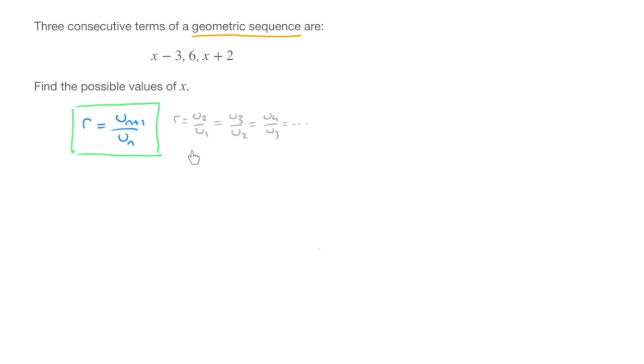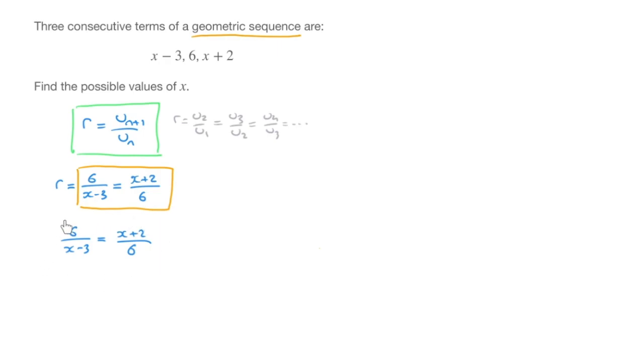And so using this fact alongside the three consecutive terms we're given, we can state that the common ratio r must be equal to 6 divided by x minus 3, and that has to equal x plus 2 divided by 6. Now, focusing on the equality that I'm boxing right now, we have an equation for the unknown x. Indeed, we can now state that 6 over x minus 3 is equal to x plus 2 over 6. All we have to do now is solve this equation.